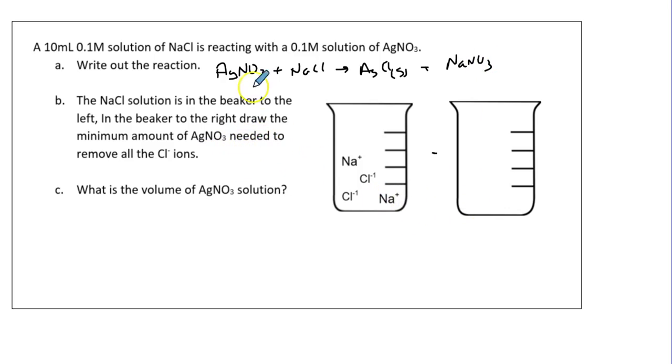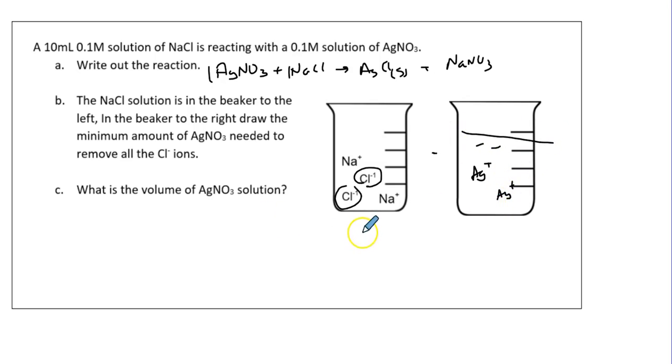Well, I need a 1-to-1 ratio here. So I need 2 silvers, and I'm also going to need two chlorides. I need 2 silvers in here, and I'm going to draw the nitrates as just negatives. So what is that volume?